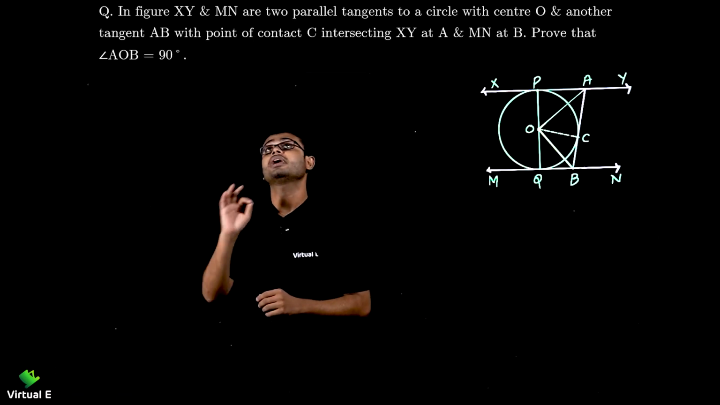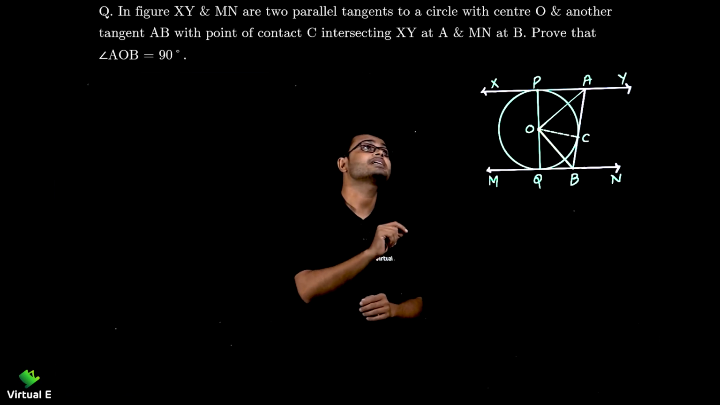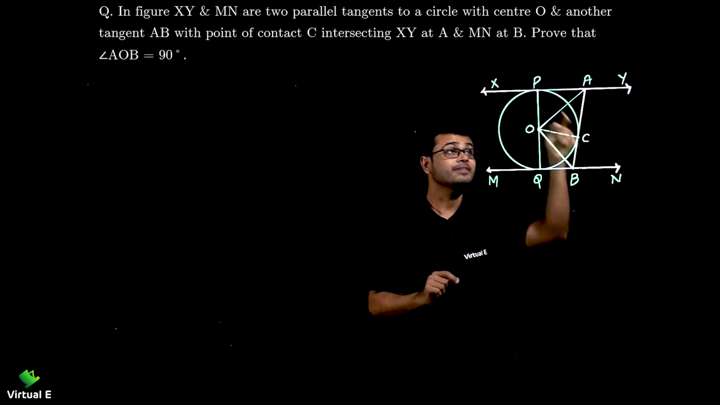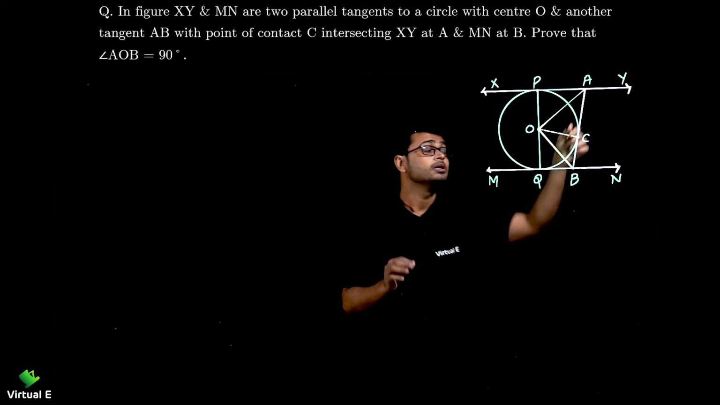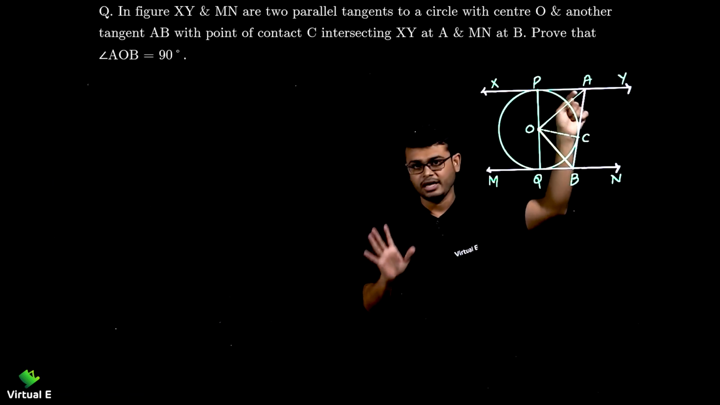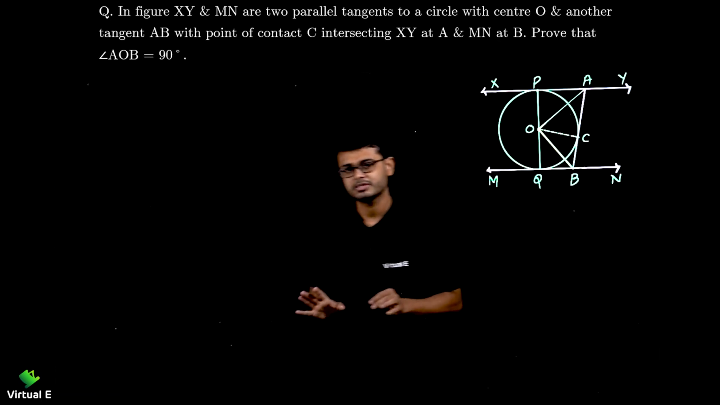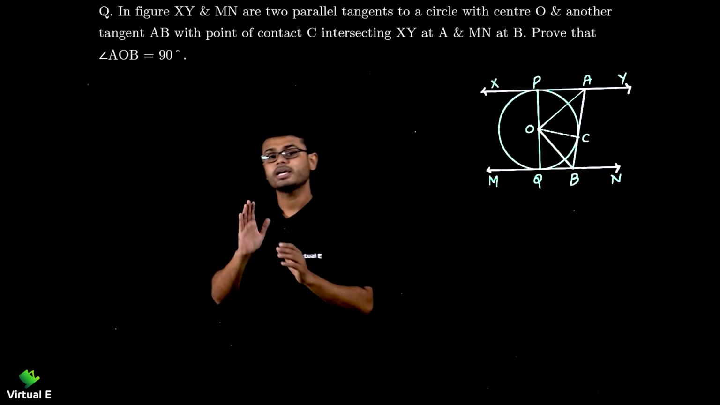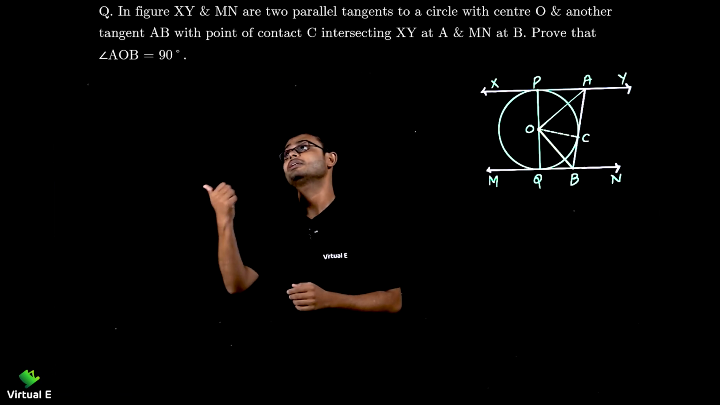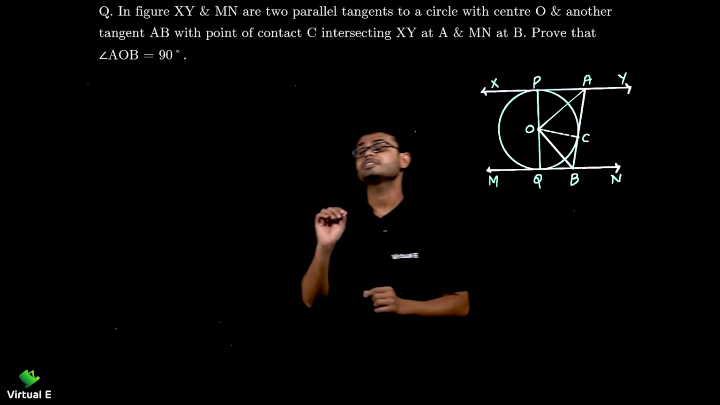And another tangent AB with point of contact at C. Another tangent AB, right? Point of contact with this circle at C. Now, this tangent intersects XY at what point? A, and MN at what point? B, right? That information is written. If you are not able to understand, read slowly, then you will be able to understand the figure and the question. Prove that angle AOB is 90 degrees.